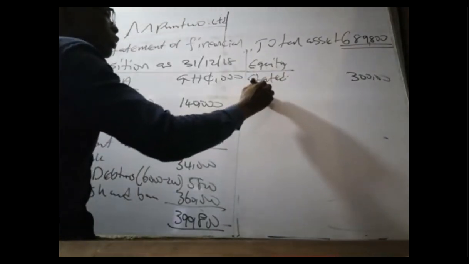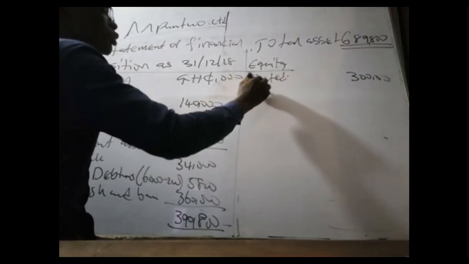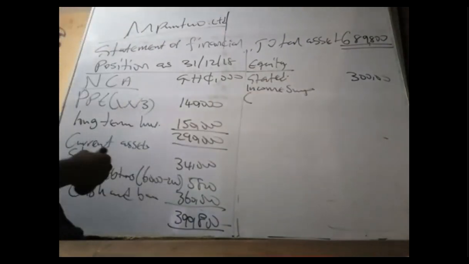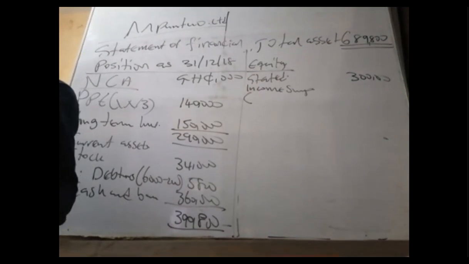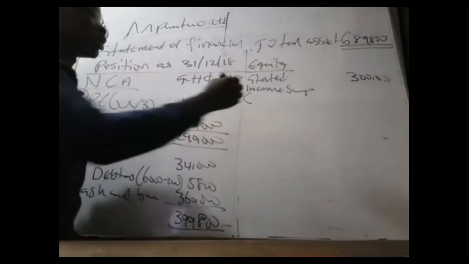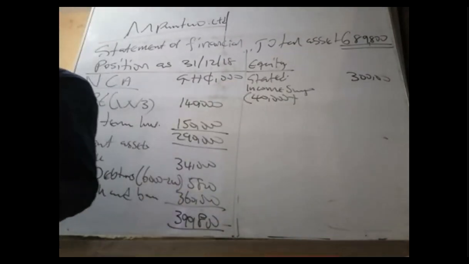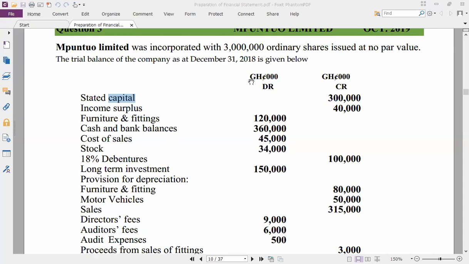Then, examiner, you want to look at income surplus. Open a bracket: opening balance plus profit after tax less dividend. So what is the opening balance? Let's go and pick the opening balance. Income surplus opening balance is 40,000. So let me put it down quickly. 40,000 plus the dividend. Where is the dividend? No, plus the profit after tax.